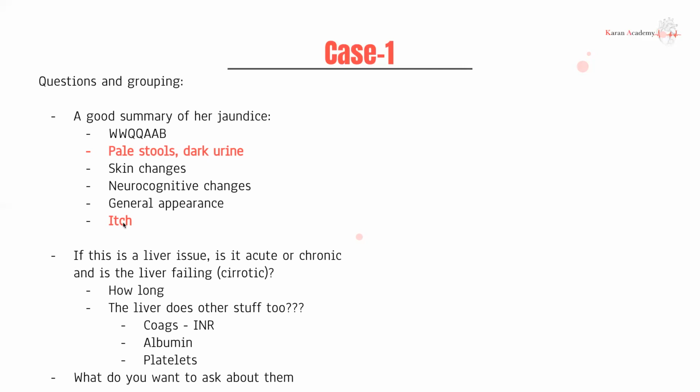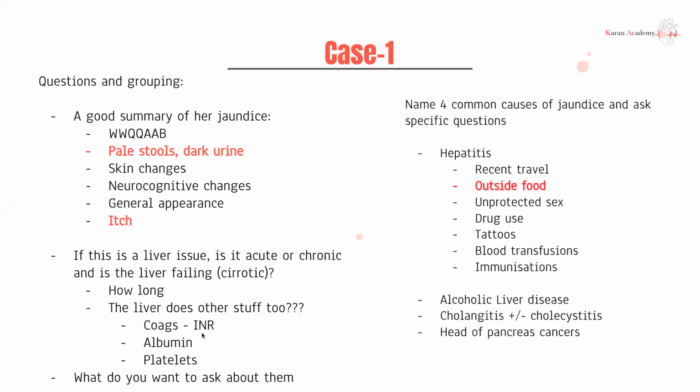The next thing we ask ourselves is, if this were to be a liver issue, is this acute or chronic? Is the liver coping okay? So again, talking about the temporal nature, how long has this been happening for? And then wondering, well, the liver does other stuff. It does coags, albumin, platelets. How do we ask any of those questions? You can ask about bruising, bleeding. Those would be just two questions that I would ask for this, although we already know that the fact that he has pale stools and dark urine makes this more likely to be post-hepatic than a hepatic cause.